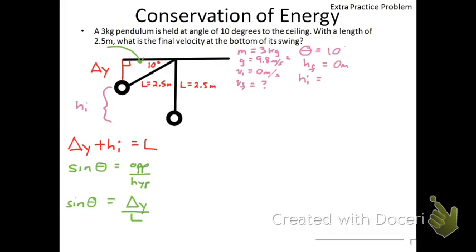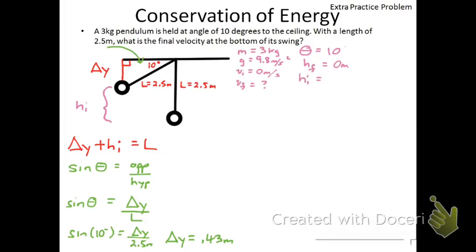Alright, so if we do this, we do sine of 10 degrees equals delta y over 2.5 meters. Okay, when you do sine of 10 degrees and then multiply that by the length of the pendulum, you're going to find out that delta y equals 0.43 meters.